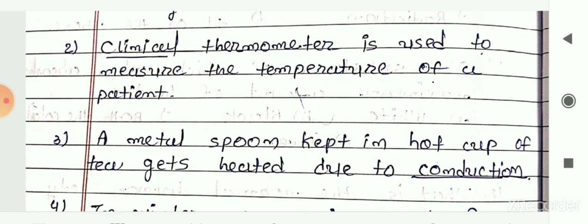The next blank is, blank thermometer is used to measure the temperature of a patient. So a clinical thermometer, or you can say doctor's thermometer, is used to measure the temperature of a patient, or the temperature of a human body. Next is, a metal spoon kept in a hot cup of tea gets heated due to blank. As the metal spoon is a solid object, the transfer of heat takes place by the process of conduction. So here your answer is conduction.